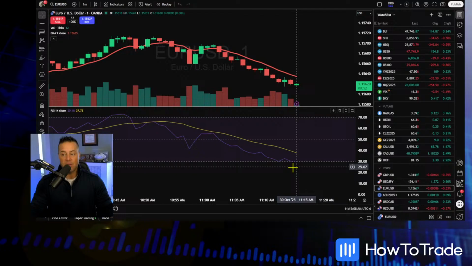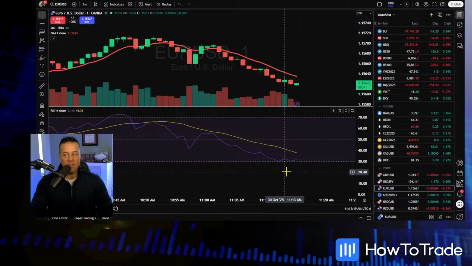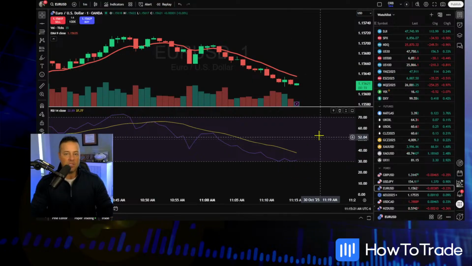What are we looking at? We've got price sort of creeping down. We've got an RSI reading of about 30. We're just a shade, 30.18. We are just a shade above our 30 level. If we dip beneath that, then we're going to look to take the trade.